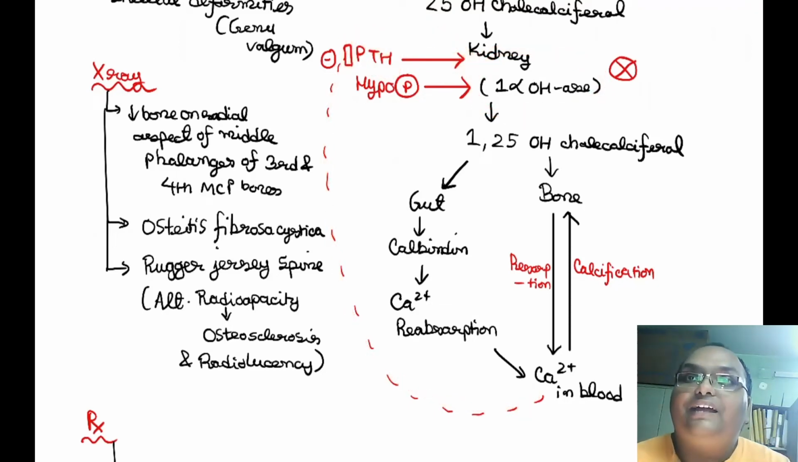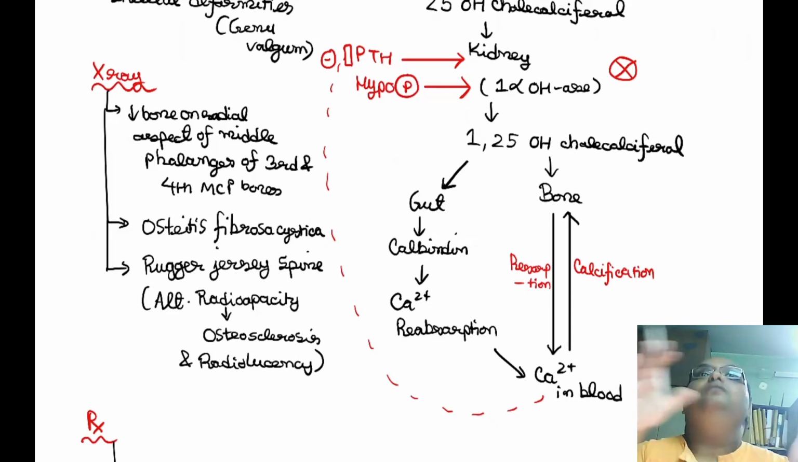There was inactive vitamin D, 25 hydroxy cholecalciferol, right? Then 1 alpha hydroxylase in the kidney was converting it into active vitamin D, 1,25 dihydroxycholecalciferol, and that enzyme 1 alpha hydroxylase was being monitored, was being controlled by a positive feedback by PTH.